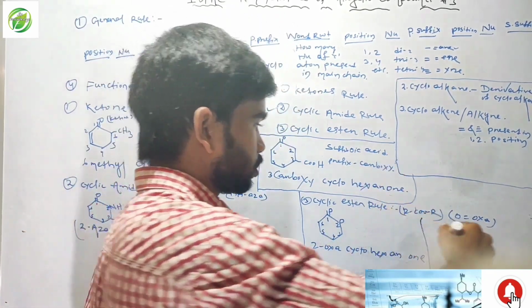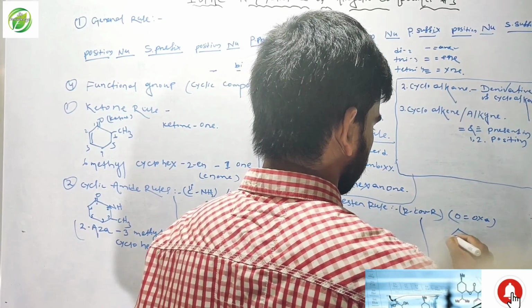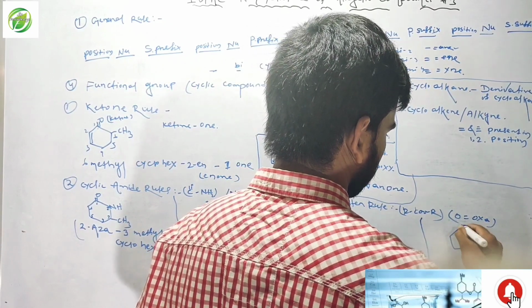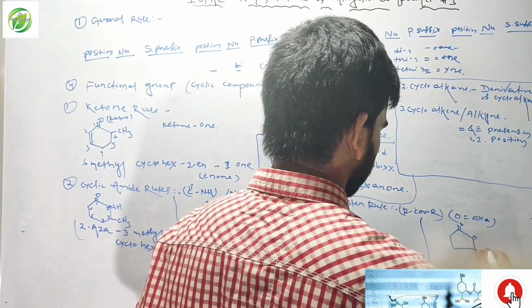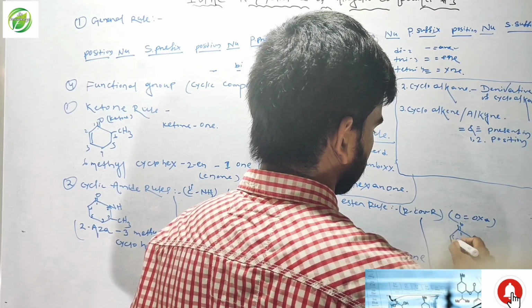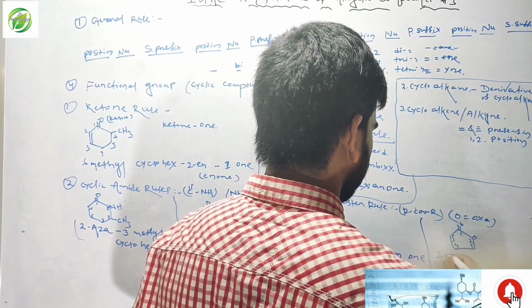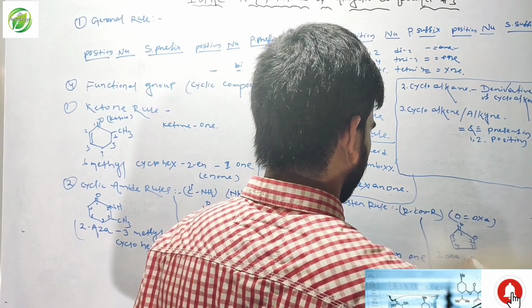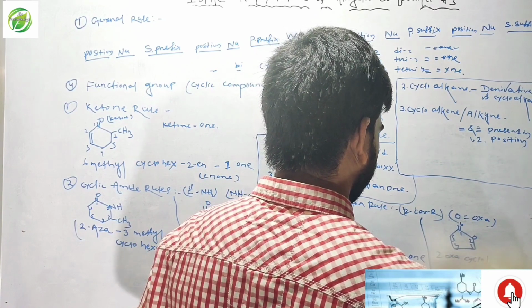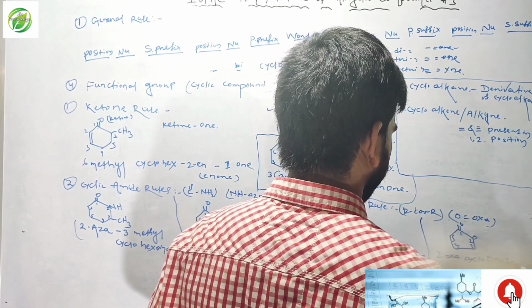Let's take another example. Start numbering also from this side. For O it is oxa, that is 2-oxa. Cyclo, 1, 2, 3, 4, 5. So pentanone.